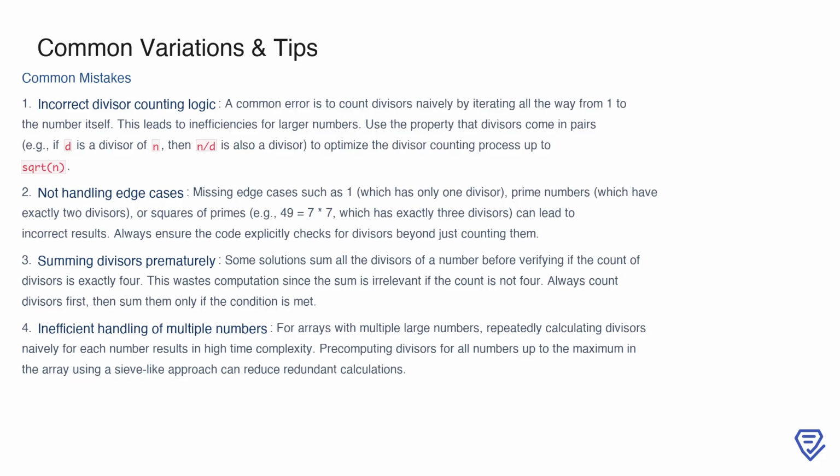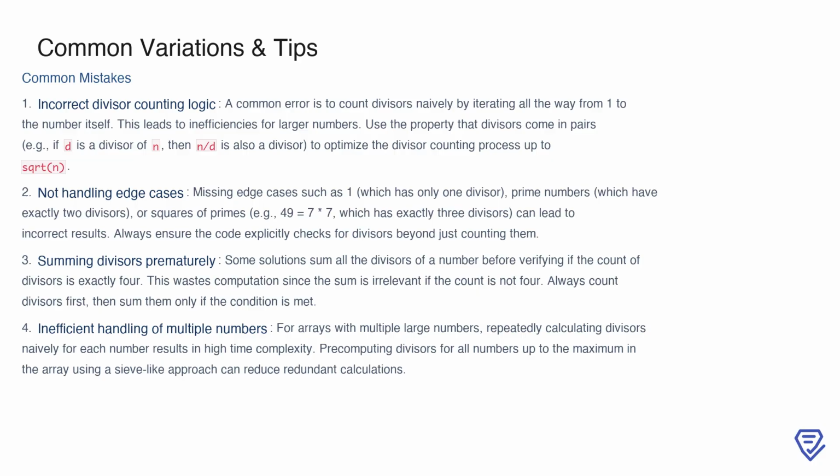First, many people write inefficient divisor counting logic by iterating from 1 all the way to the number itself. This approach works but is slow for larger inputs. Instead, leverage the property that divisors come in pairs, meaning if D is a divisor of n, then n/D is also a divisor. This allows you to only check up to the square root of the number.